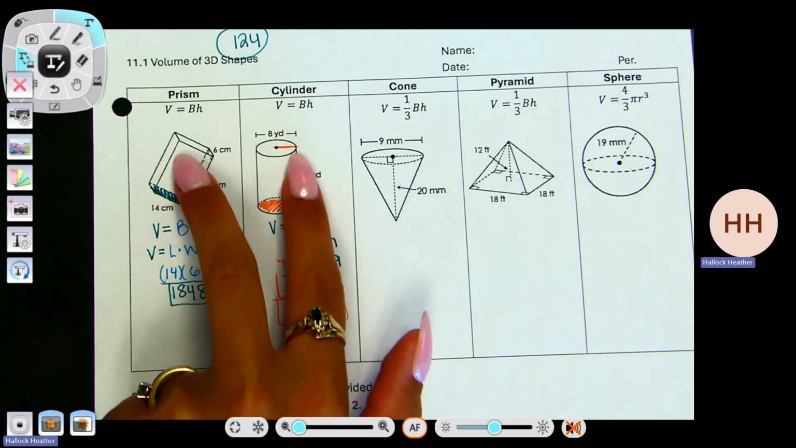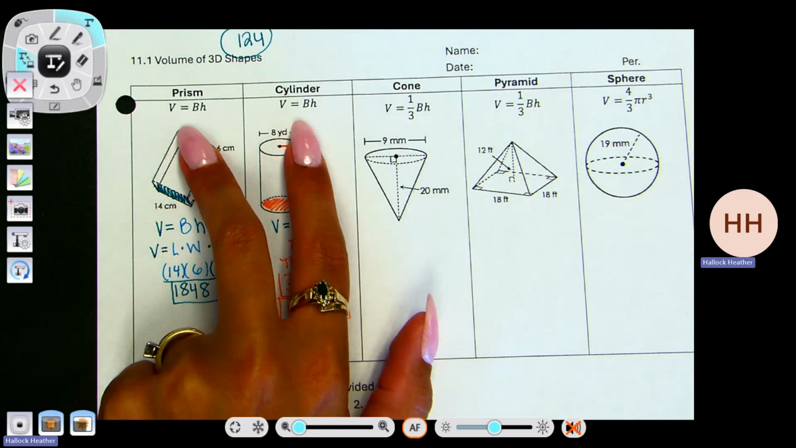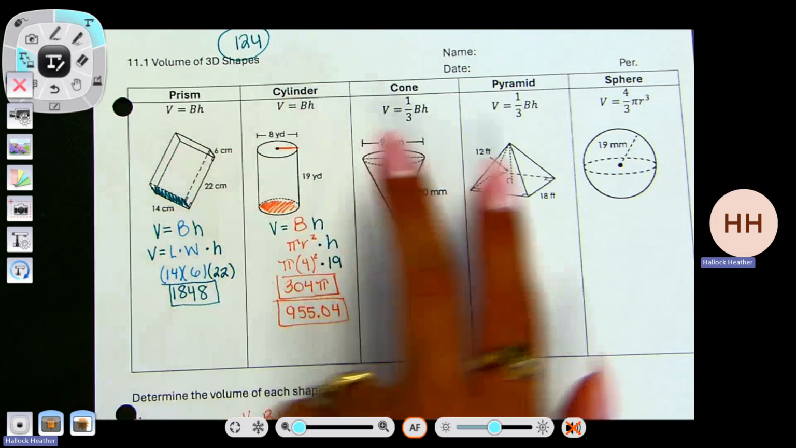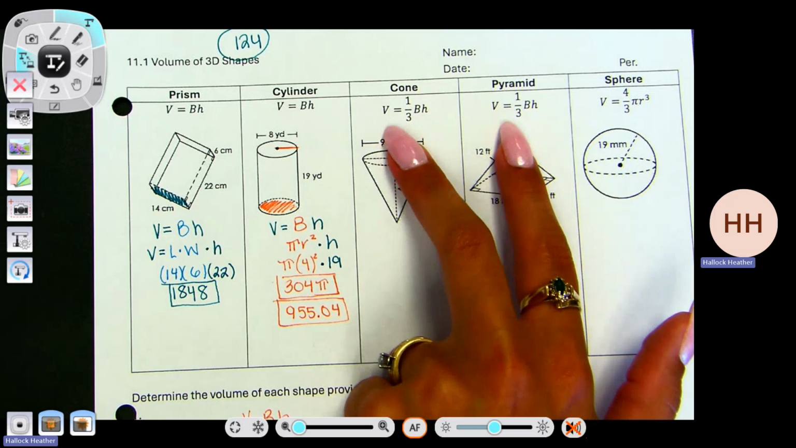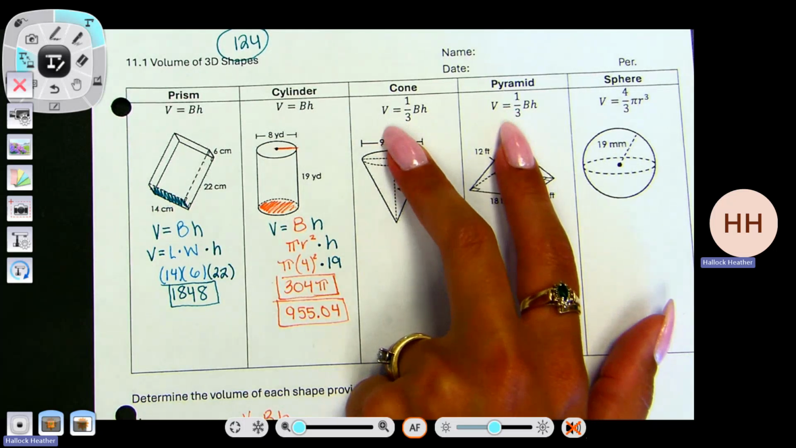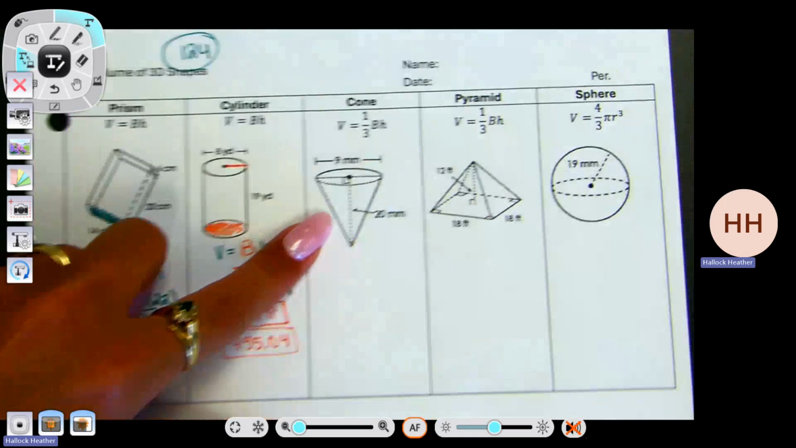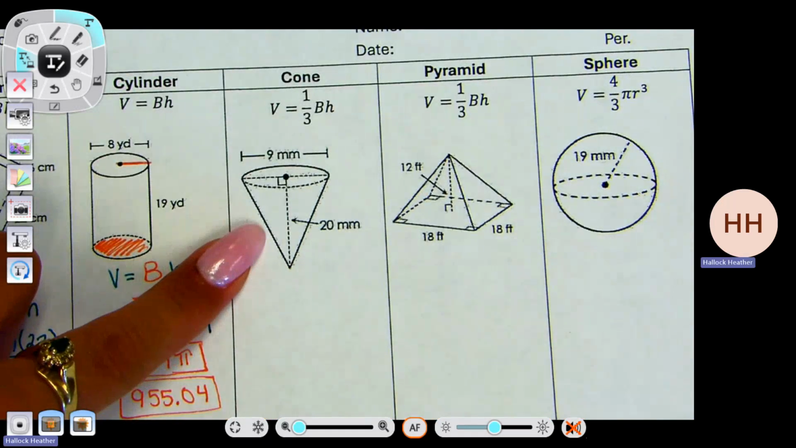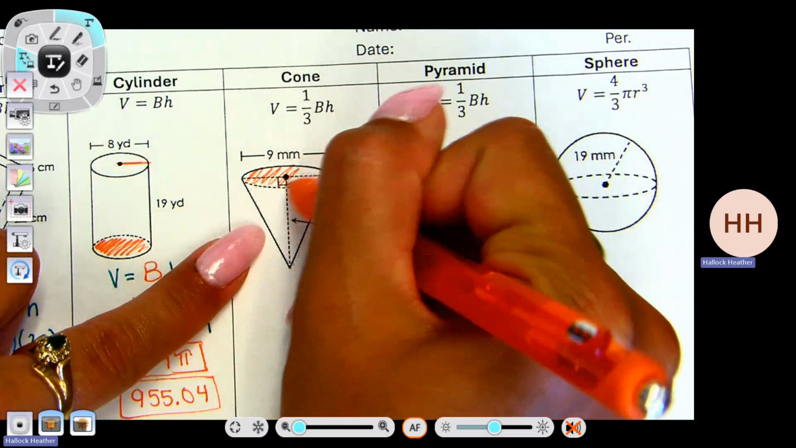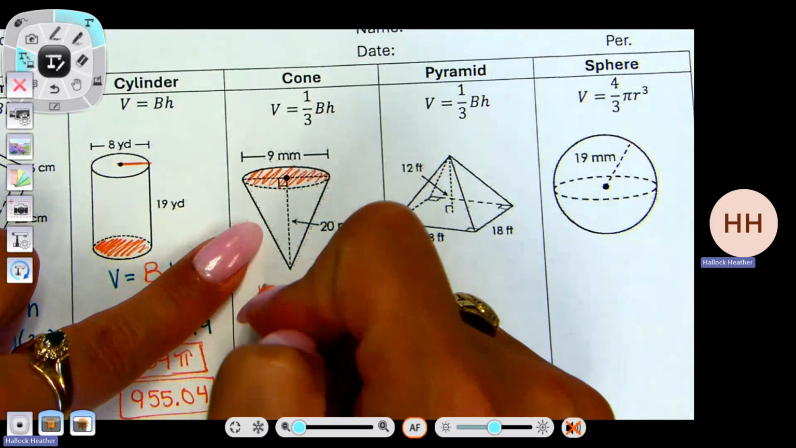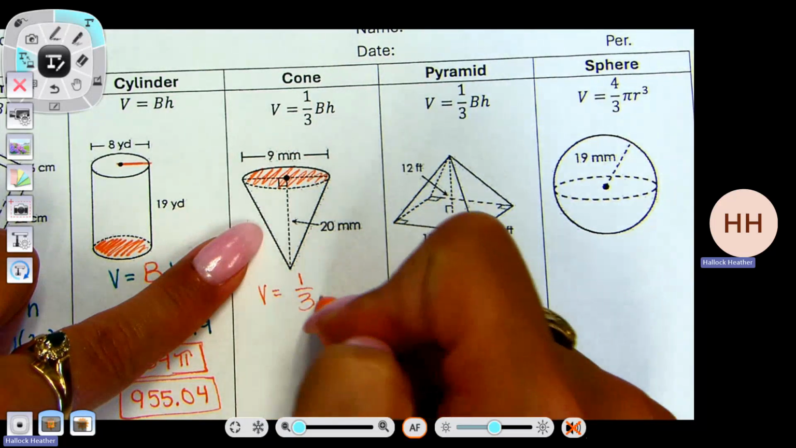So the next two had the same formula, but they are different because big B is based on the base. Okay, cone and pyramid. These two we're going to do. Same formula, 1/3 big BH, but the base is different. So for the cone, what shape is my base? Circle. So I'm going to start by just copying the formula because this is the formula given on the EOC. So I need you to recognize that this is what you're going to get.